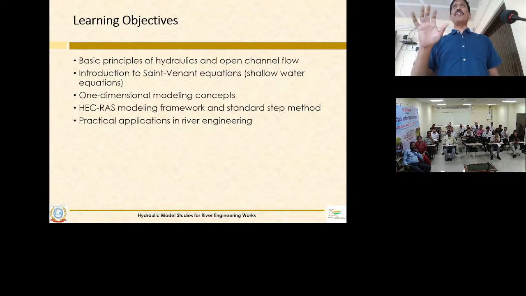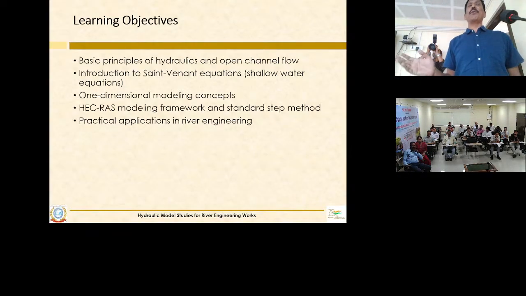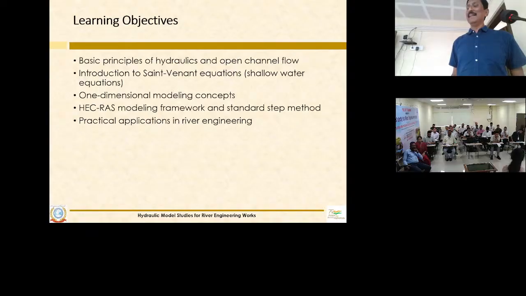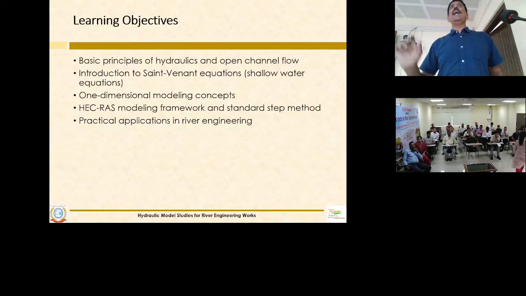You should know the physical meaning of these terms and how they are applied in HEC-RAS or any other numerical model, because it's a simpler form. It can be applied to any equation. So how the partial derivatives are solved can be learned, and how HEC-RAS does one-dimensional modeling.